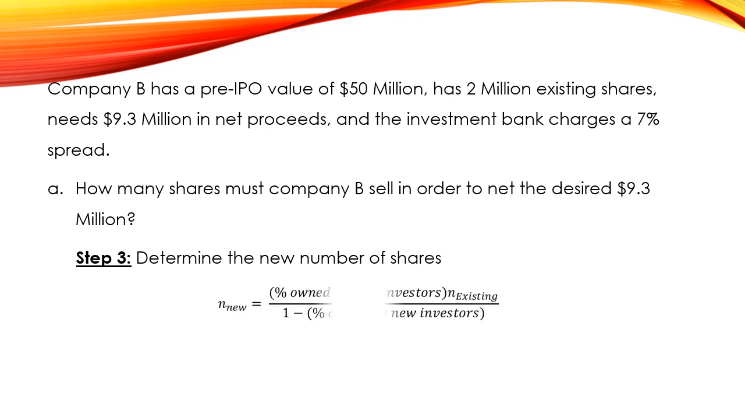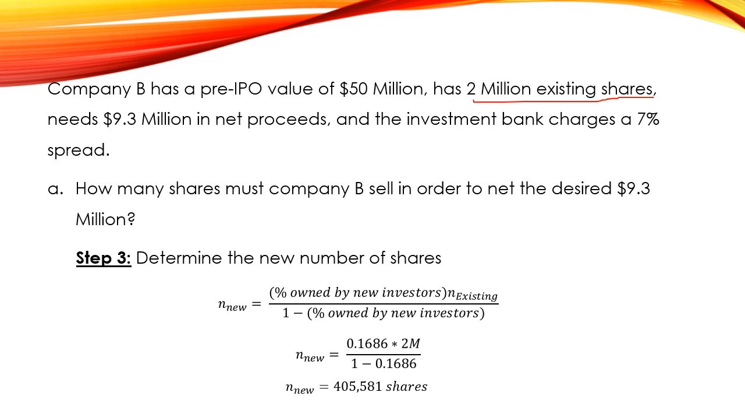Finally, we will be able to determine the new number of shares for Company B. We know that N new, or the new number of shares, will be equal to the percentage owned by new investors, which has already been calculated in step number 2, times the existing number of shares, the 2 million, divided by 1 minus the percentage owned by investors. As a result, 0.1686 times the 2 million shares divided by 1 minus 0.1686. As a result, the new number of shares is equal to 405,581 shares.